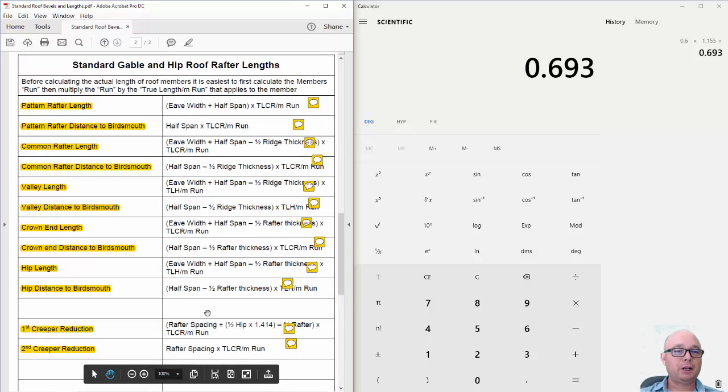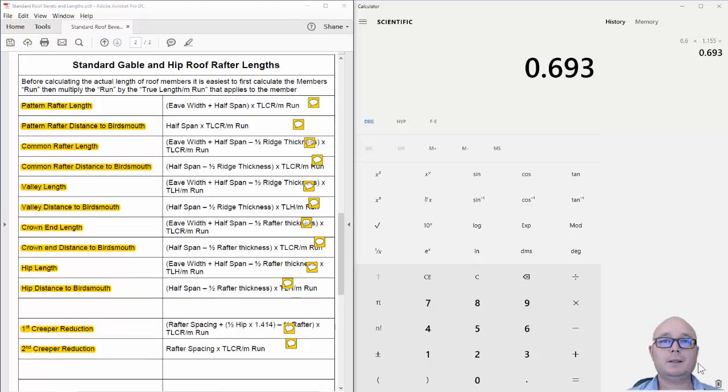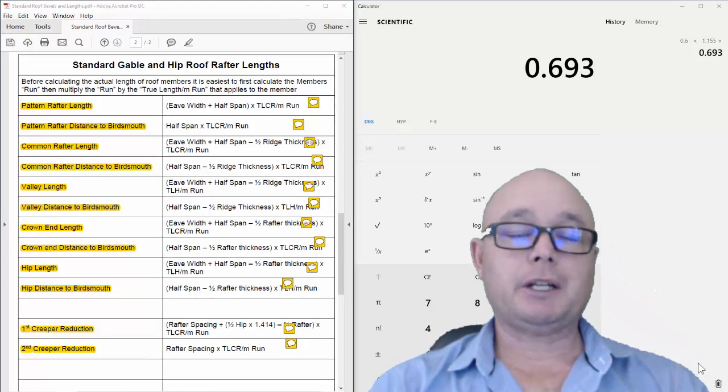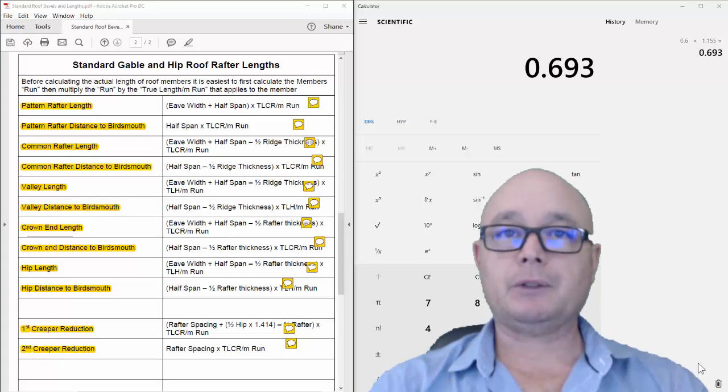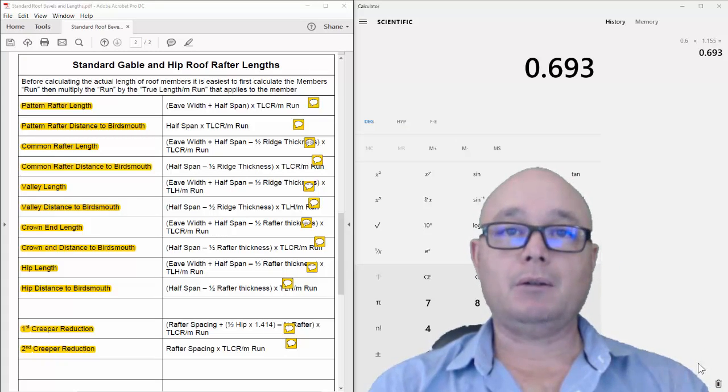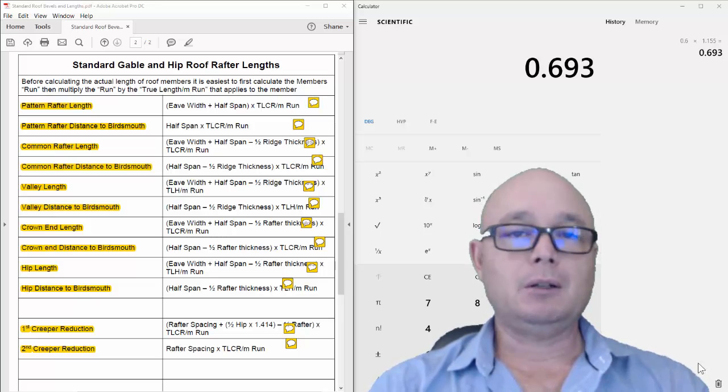So that's how you carry out those calculations. What I suggest you do is go back and practice those, again making sure you come up with the same answers that I came up with, and get used to the way your calculator works. And if you're using a pattern rafter, you won't have to calculate the common rafter and crown end rafter lengths. They will be marked on the pattern rafter by allowing the half thicknesses of the ridge and the half thickness of the rafter on the end of the pattern rafter. So you won't have to calculate those as we've done.